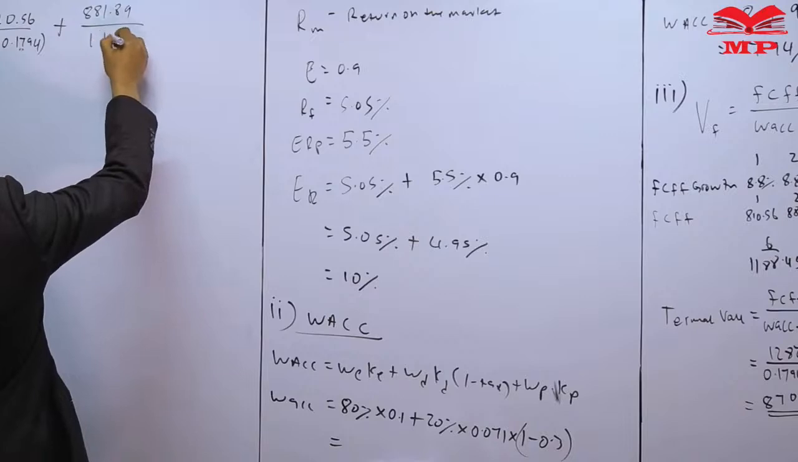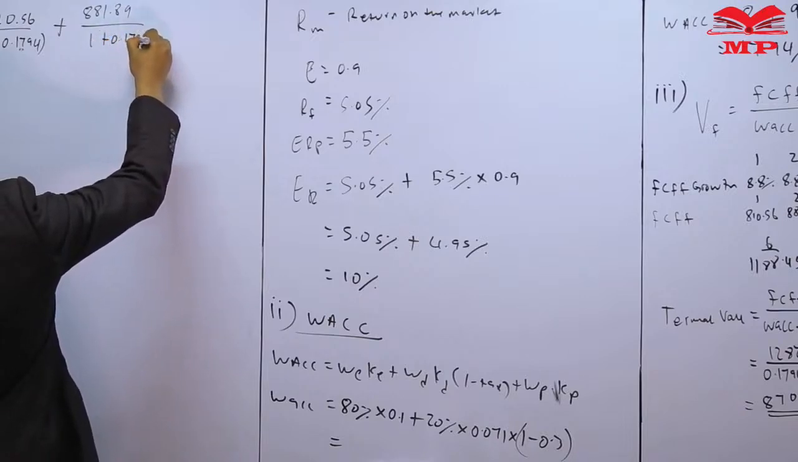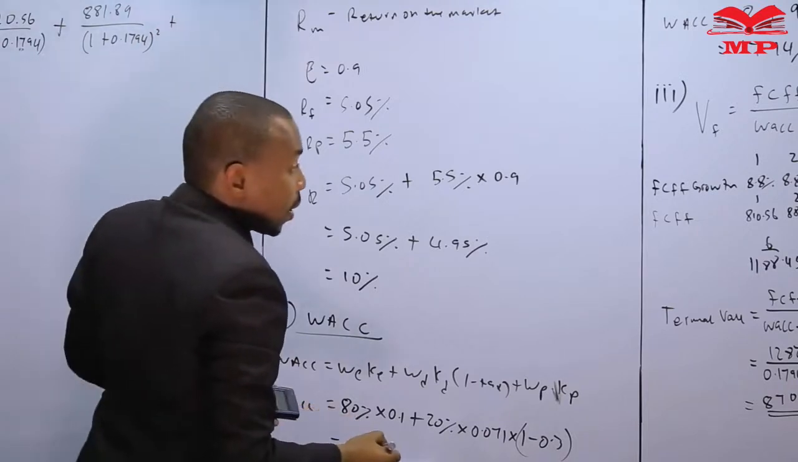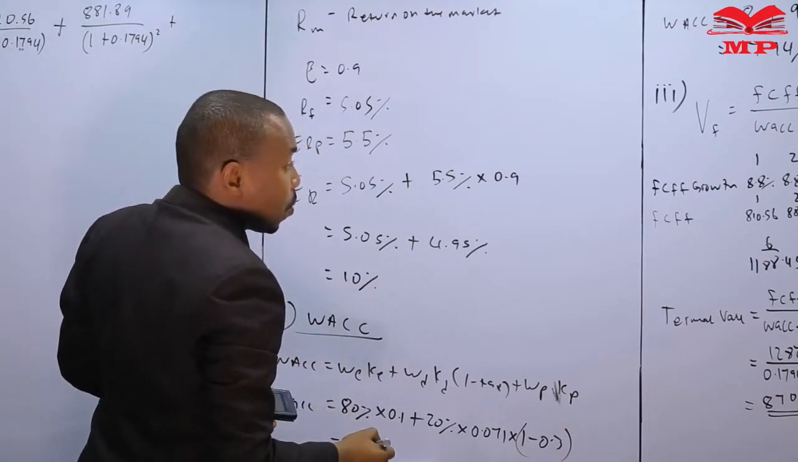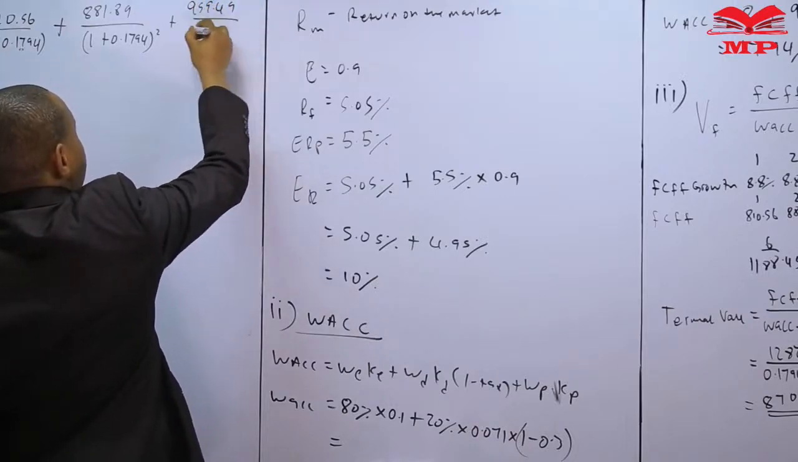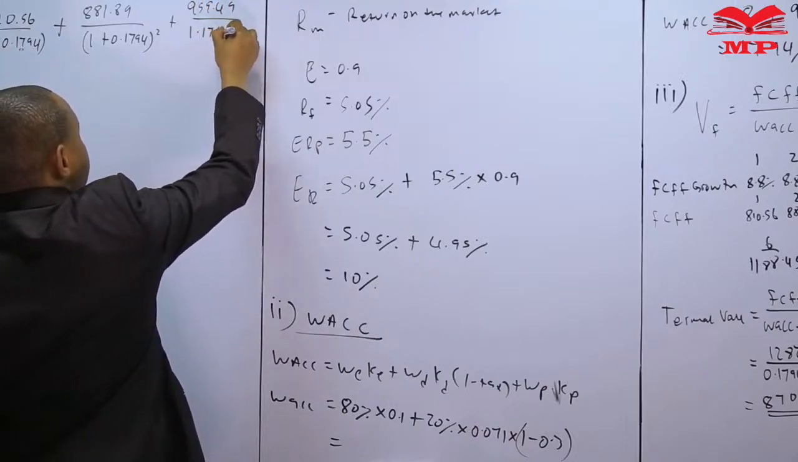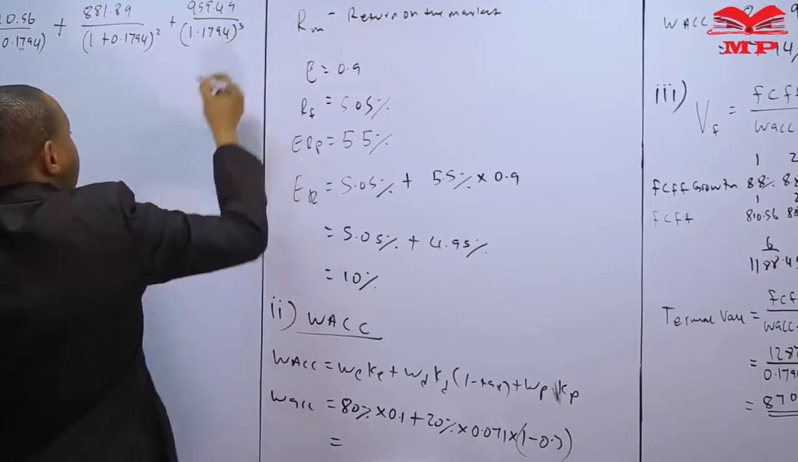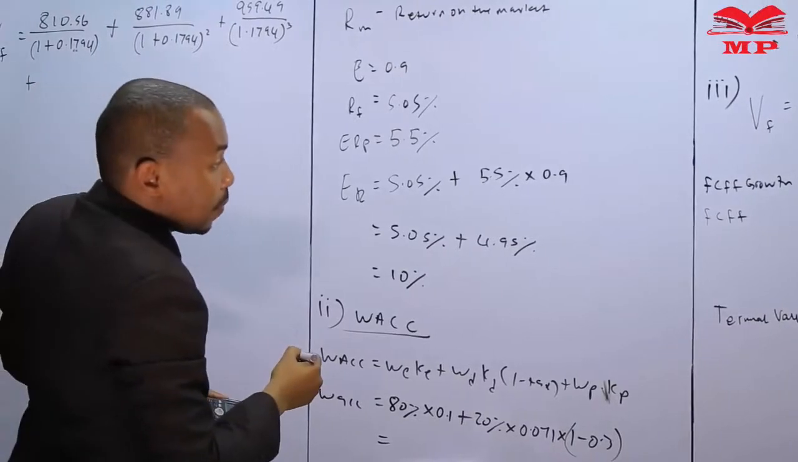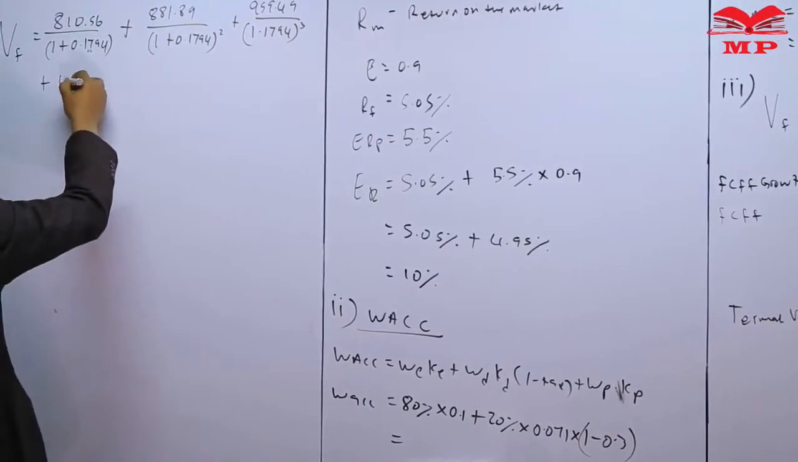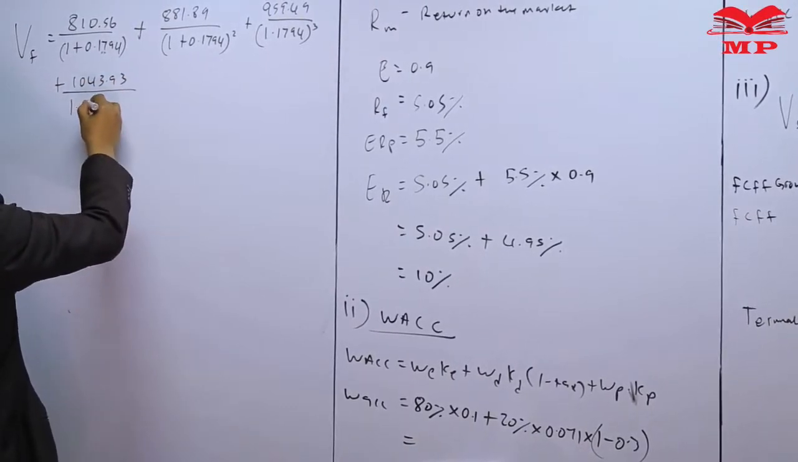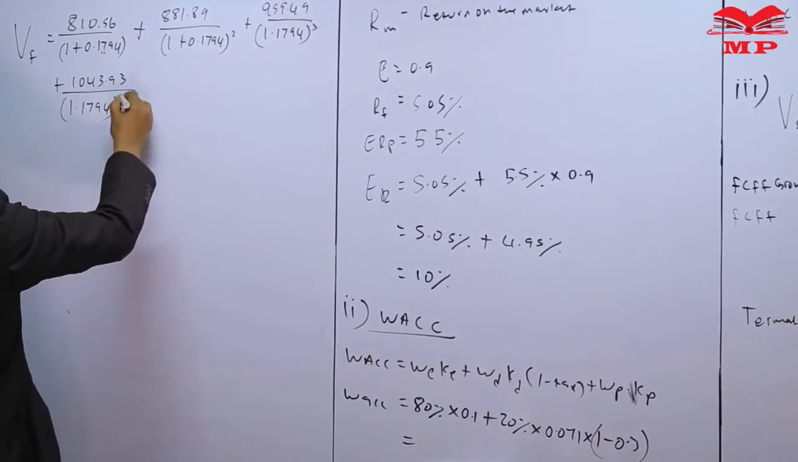Discounted against 1 plus 0.1794 power 2, plus 959.49 divided by 1.1794 power 3, plus 1043.93 divided by 1.1794 power 4.